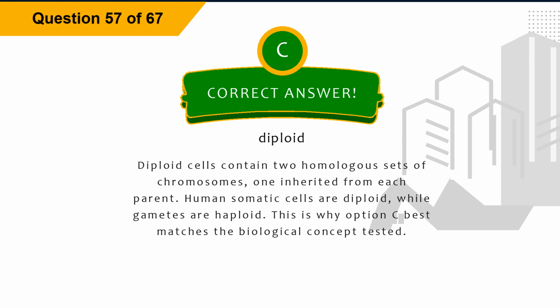Explanation: diploid cells contain two homologous sets of chromosomes, one inherited from each parent. Human somatic cells are diploid, while gametes are haploid. This is why option C best matches the biological concept tested.